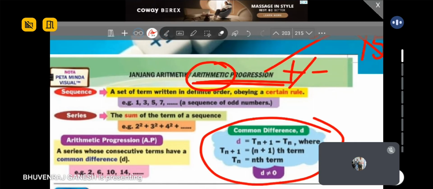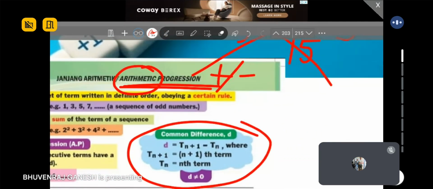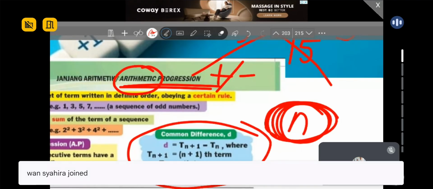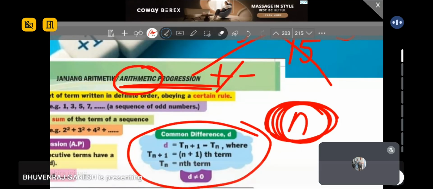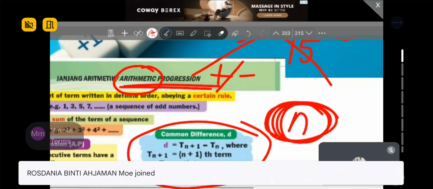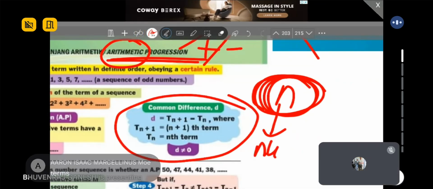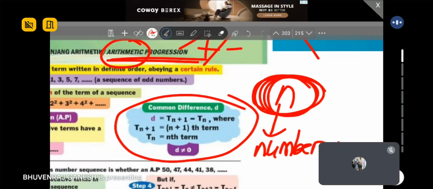Okay, so we usually use the symbol N. Okay, biasanya kamu akan nampak simbol ni dalam bab ni. Okay, N means, what does N mean guys? Can anyone tell me? N tu mewakili apa dalam bab ni? Kalau kamu belajar, what does it represent? N. You will always see this one. Banyak kali nampak. So anyone? Yes. N refer to your number of terms, guys. Bilangan sebutan. Number of terms.